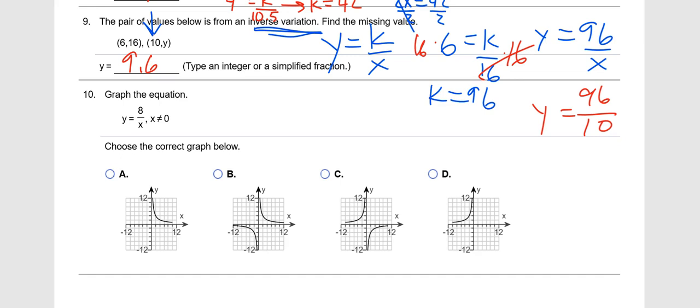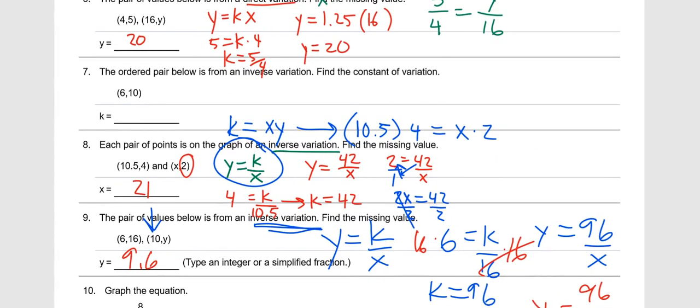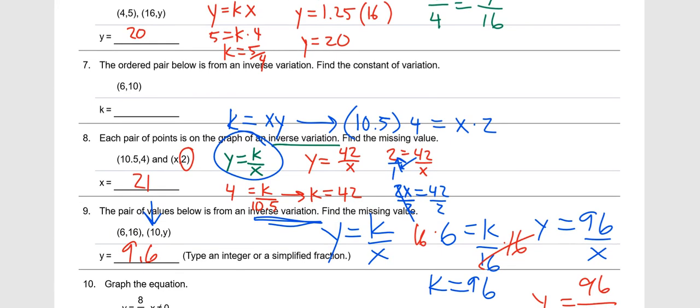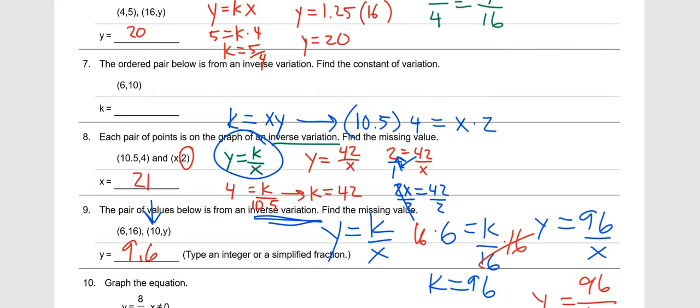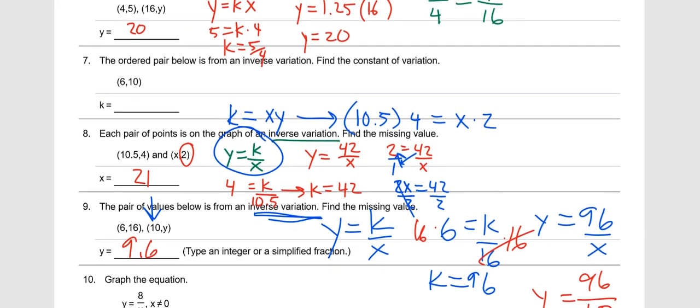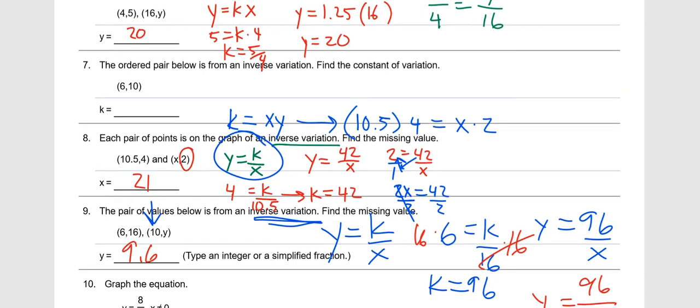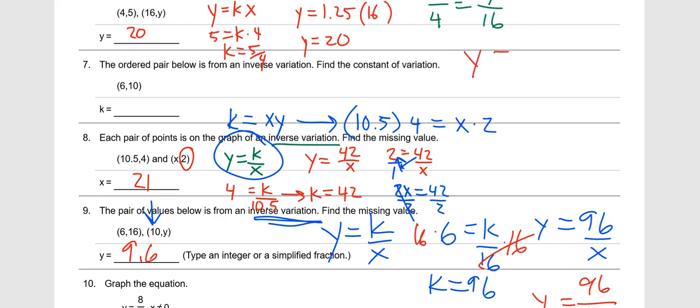Okay. So we've done all the examples, maybe with the exception of 7, but that's pretty much what we did in question 9. All they asked you to do was find the constant of variation. That shouldn't take you more than 20 seconds, or maybe 10 seconds, to do number 7. So if y equals k over x, what's the value of k in this particular situation, knowing that the ordered pair 6, 10 is on your graph?